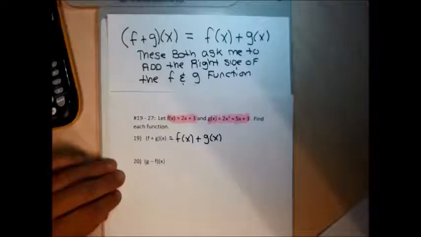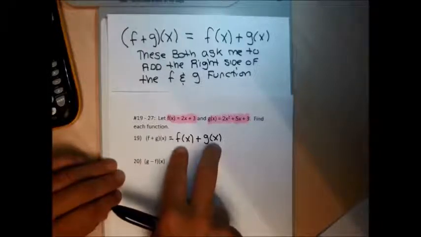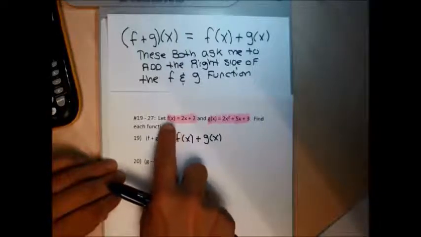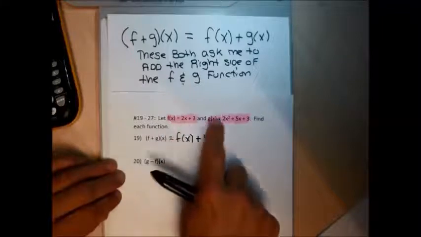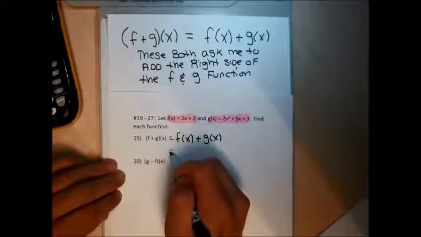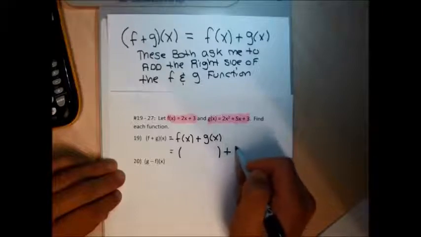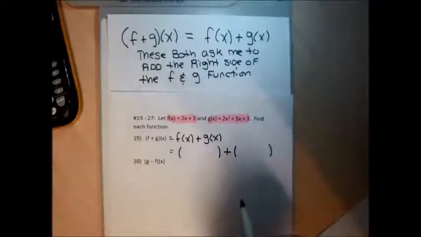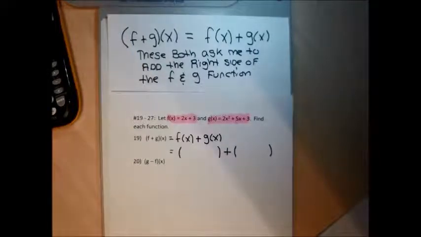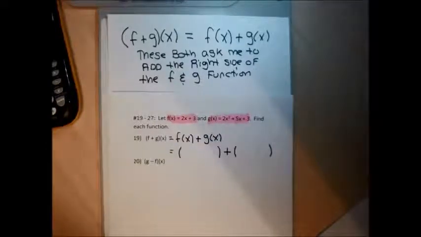And in each of the problems between 19 and 27, once I understand what the problem's asking me to do, I'm going to change from function notation into non-function notation. The non-function notation for f of x is 2x plus 3. The non-function notation for g of x is 2x squared plus 5x plus 3. Always, when I'm substituting to go from function notation to non-function notation, it's okay to put your function inside a parentheses. When the operation is plus, neither parentheses is needed, but I'll just be safe and do that.